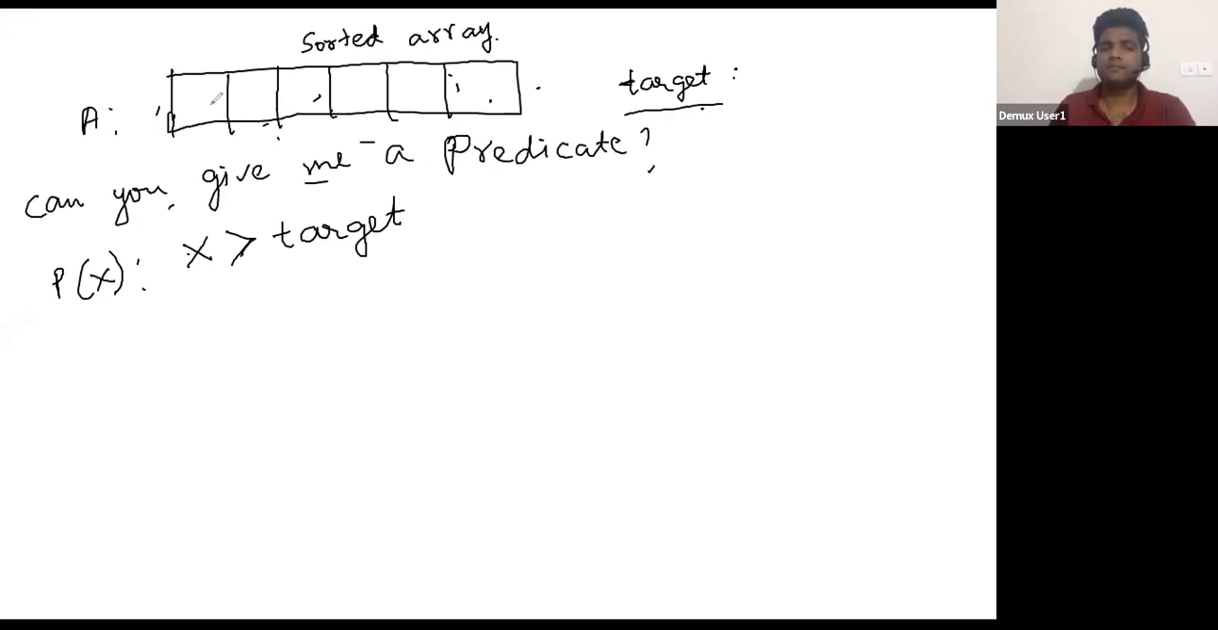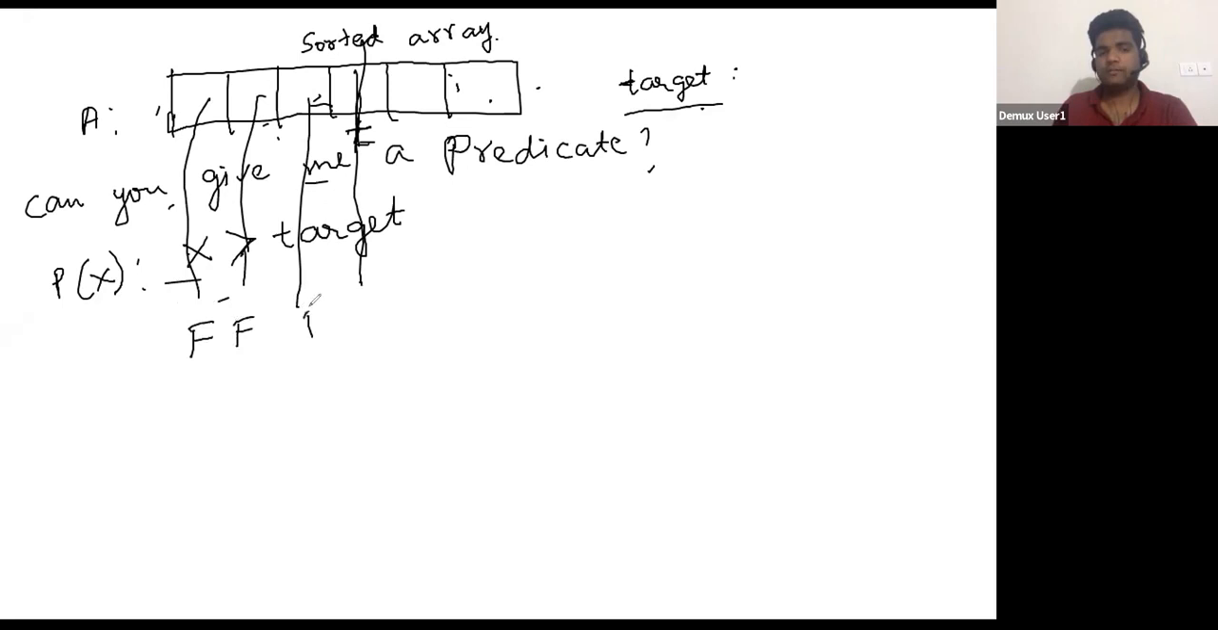Yeah. So let's say the target is somewhere here. Before this element or up to this element, this predicate will evaluate to false. Correct? And after this, it will start evaluating to true.